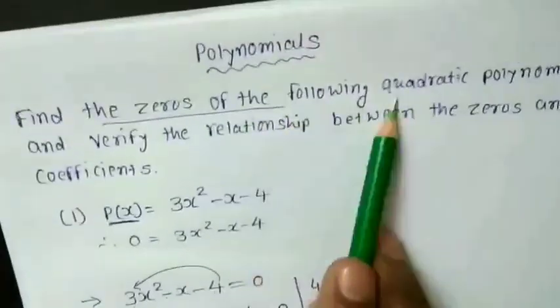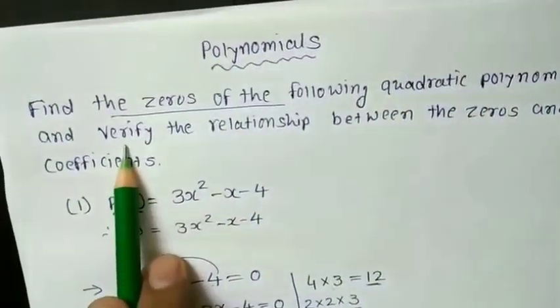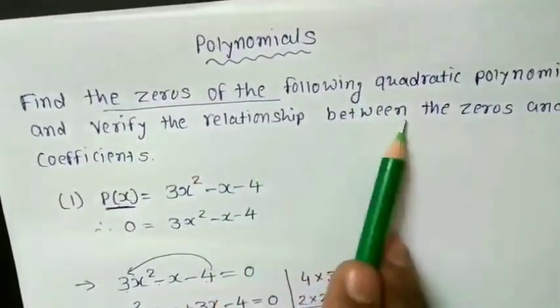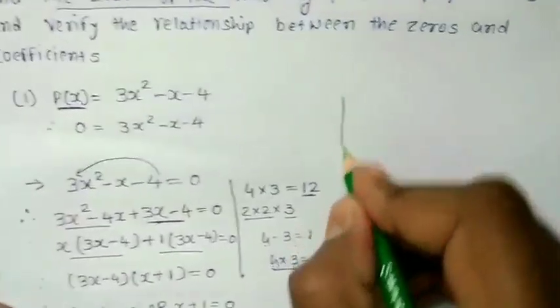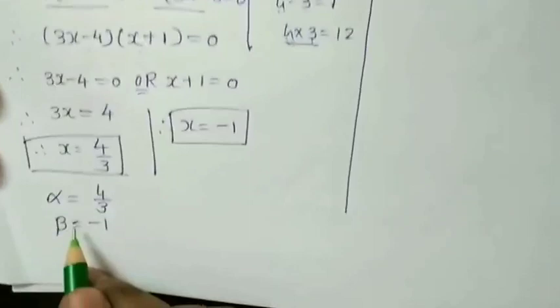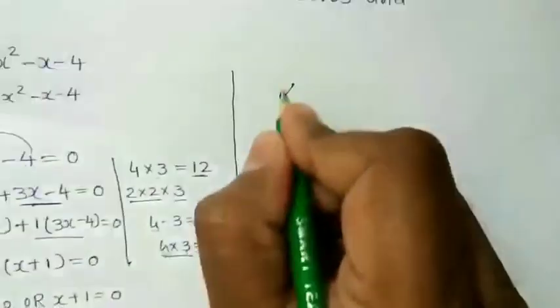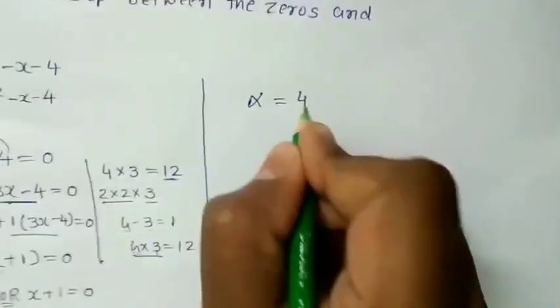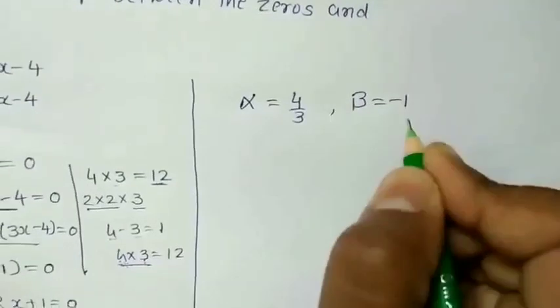The first question, find the zeros of the following quadratic polynomial, we have solved. But the other question is to verify the relationship between the zeros and coefficients. So we'll try to do the same thing over here. Now we have two zeros, that is alpha and beta. I will write it here. Alpha is equal to 4 by 3 and beta is equal to minus 1.